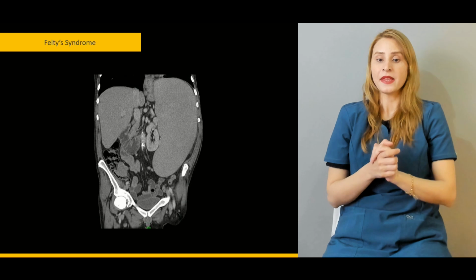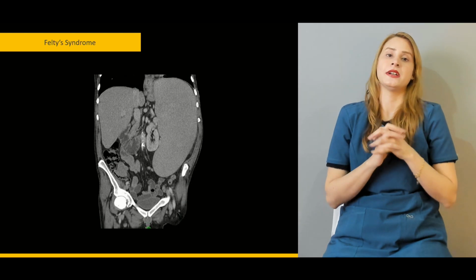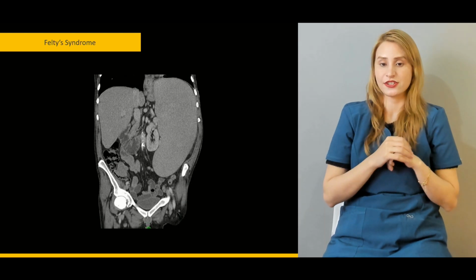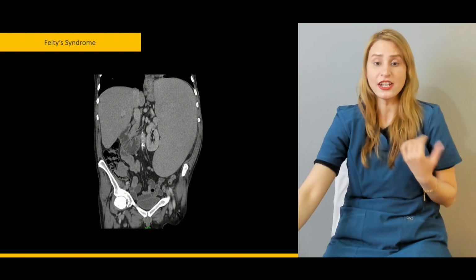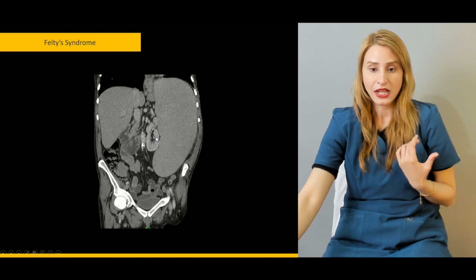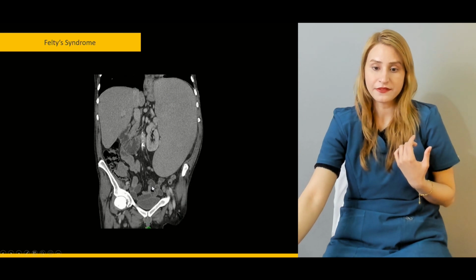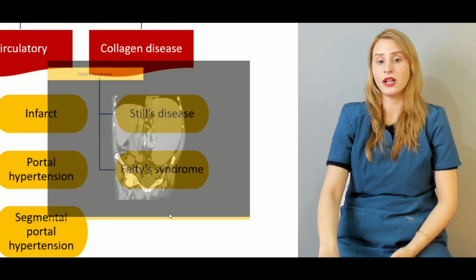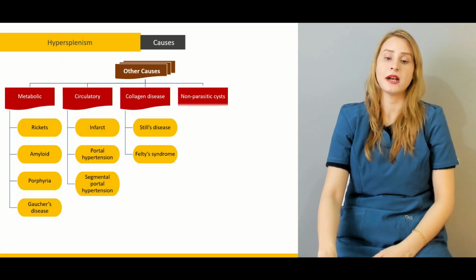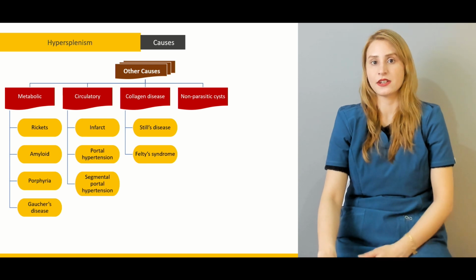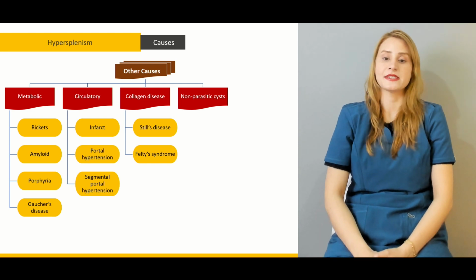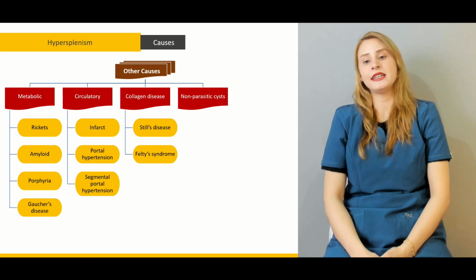And this is the MRI, a sagittal section, and you can see a large, massive spleen, which is not only limited to the abdomen, but is coming all the way to the pelvic cavity as well. So with Felty's syndrome, you should also keep in mind that it can be one of the causes for the development of hypersplenism.